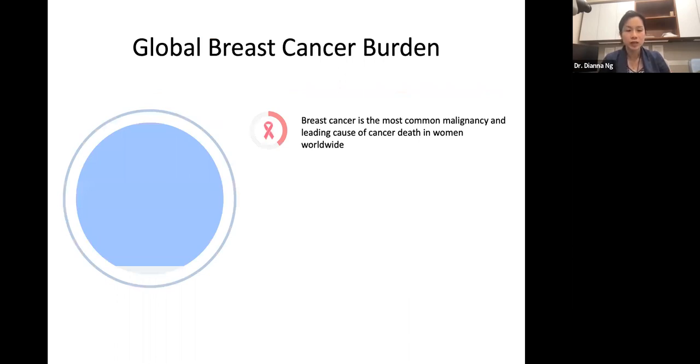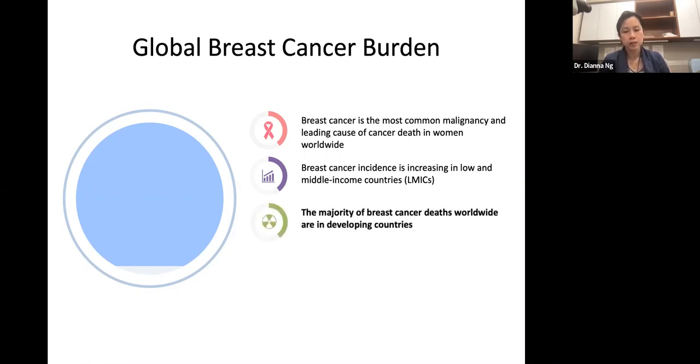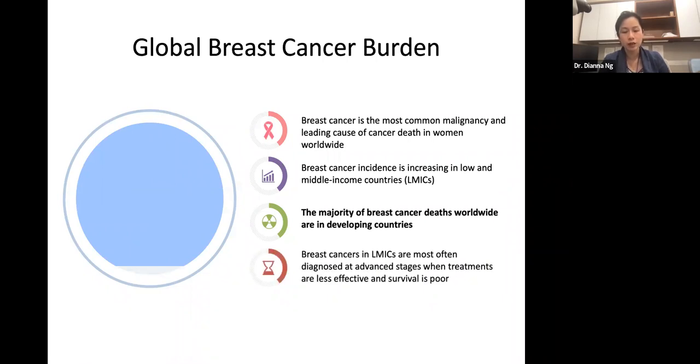So moving on to global breast cancer. As many of us know, breast cancer is the most common malignancy worldwide, and it's also the leading cause of cancer death in women. Breast cancer incidence is increasing in low and middle income countries for a variety of reasons: because of lifestyle, because of diet, exposures, lower parity. And unfortunately, although most breast cancers are diagnosed in high-income countries, the majority of breast cancer deaths worldwide are actually in developing countries. So they have a disproportionate burden of death related to breast cancer. And part of this is because breast cancers in LMICs are often diagnosed at very advanced stages when treatments are less effective and survival is very poor.